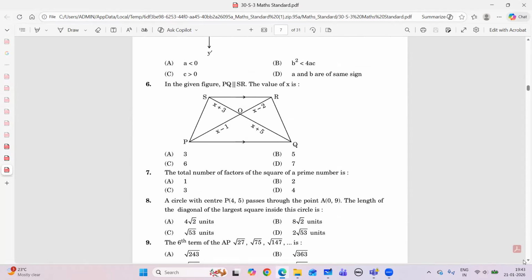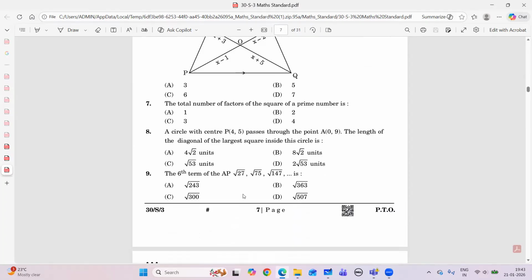So it is question number 9. The sixth term of the AP root 27, root 75, root 147 is dash. This is given to be an AP. Root 27 is 3 cube, so you get 3 root 3. 75 is 3 into 25, 3 into 5 square, you get 5 root 3. 147 becomes 49 into 3, so you get 7 root 3.